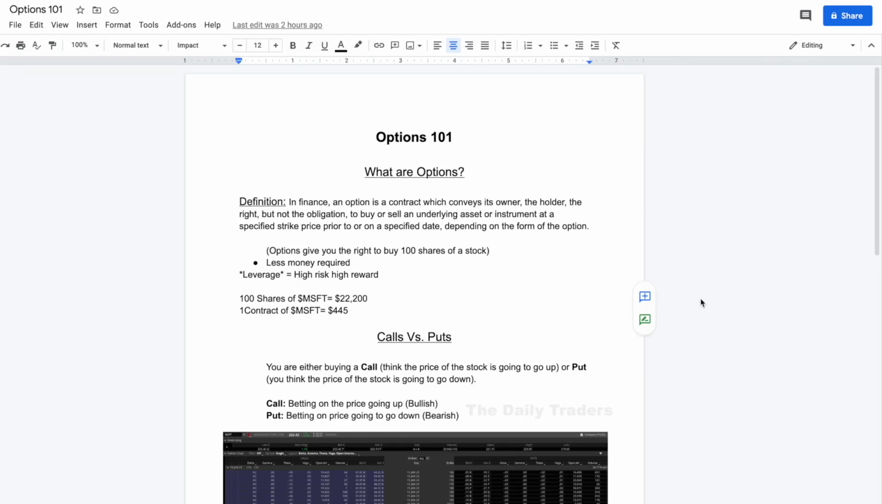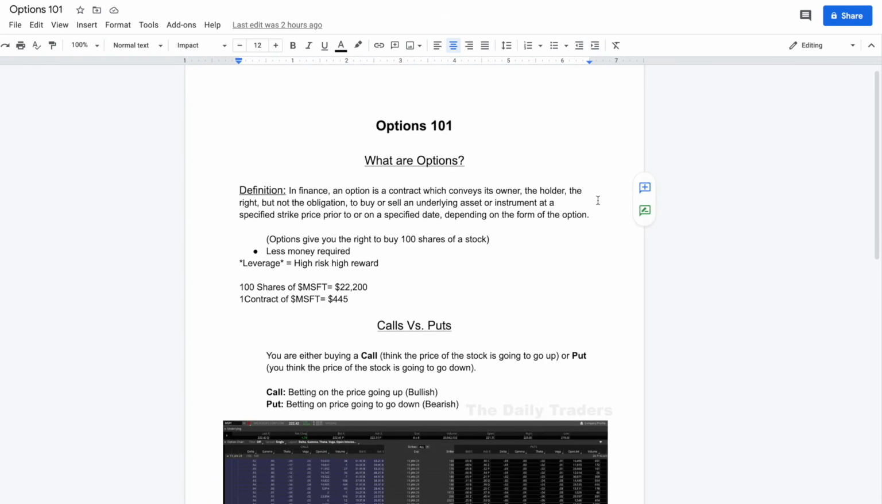Congratulations, you have officially made it to the options section of the course. I'm going to be talking about what options are, what's a call, what's a put, how to execute an order, how to actually trade options. So here's the definition of what an option is. In finance, an option is a contract which conveys its owner, the holder, the right but not the obligation to buy or sell an underlying asset or instrument at a specified strike price prior to or on a specified date, depending on the form of the option.